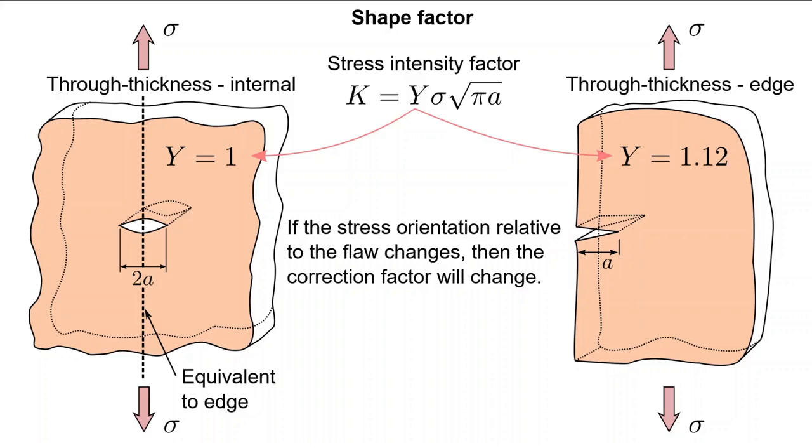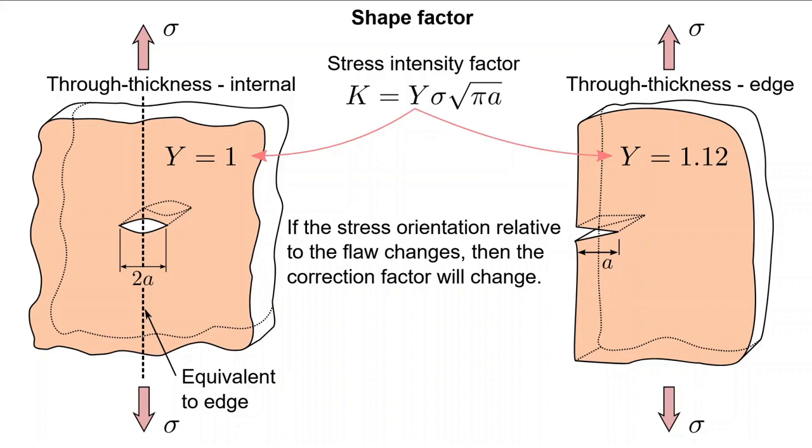For the two very specific conditions given here, where the crack is oriented orthogonal, i.e. perpendicular, to the far field stress, Y will be slightly different. For a through thickness crack, i.e. the crack goes all the way through the material, with an internal flaw, that is, it has two crack tips, then it will be equal to 1. For a through thickness edge flaw, that is a crack which opens from a free surface into the material, then it'll be 1.12.